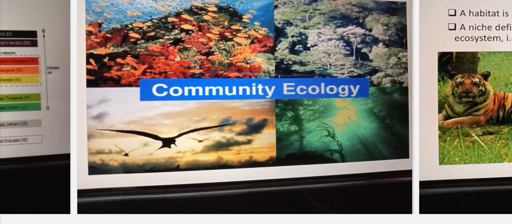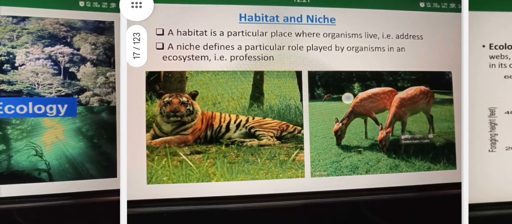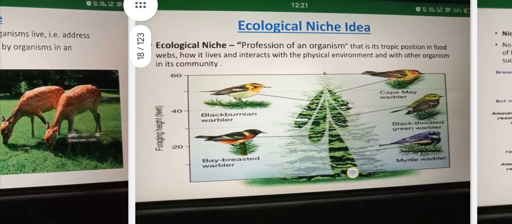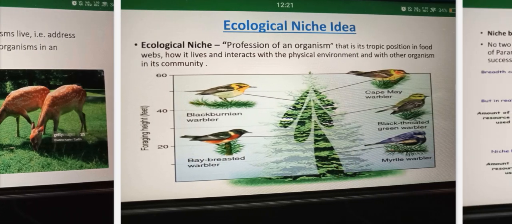Next is about community ecology. A habitat is a particular place where organisms live and exist. A niche defines a particular role played by organisms in the ecosystem. That's a profession. Ecological niche: the profession of an organism, that is its trophic position in food webs, how it lives and interacts with the physical environment and with other organisms in its community.